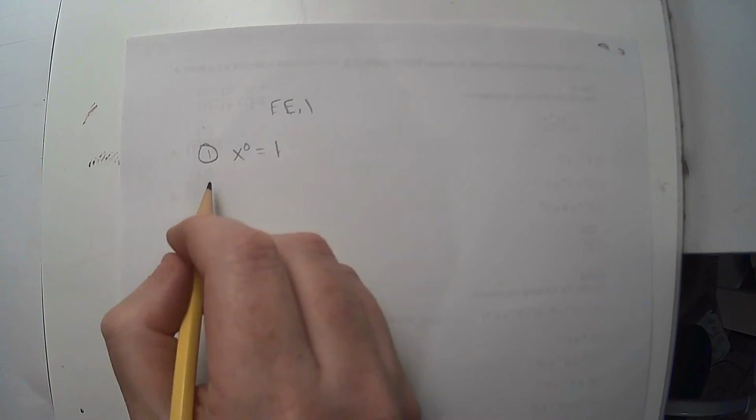So we're going to start with the easiest rule of all. Anything to the 0 power is always going to equal 1. So when you see that 0 as an exponent, you know whatever it is that you're taking to that 0 power has to equal 1.